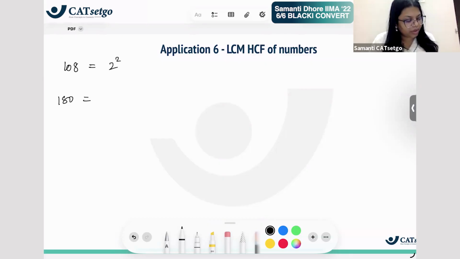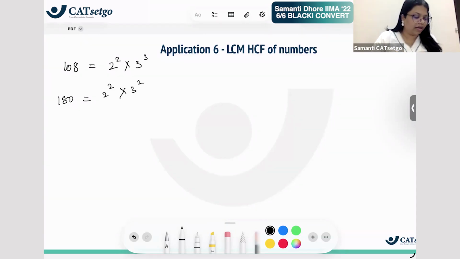Okay. So this is 2 square into 3 cube. That is 27 fours. Fair. And what is 180? It is 2 square into 3 square into 5. Right? Which is 36 fives. Right? So this is how we prime factorize, right? Now, the whole point is note.